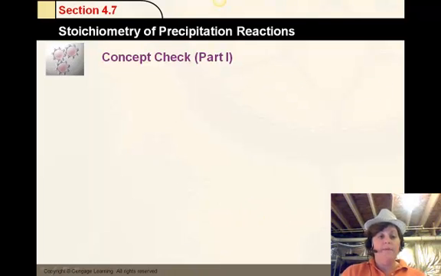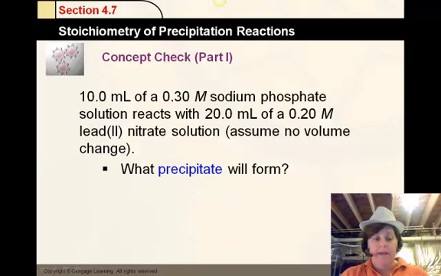So what we're going to be doing is we're going to be taking our stoichiometry that we know about, and we are going to be putting it with these precipitation reactions. Very, very common kinds of questions in the AP exam. So let's try this one. Alright, we have 10 milliliters of a 0.3 molar sodium phosphate solution, and it's reacting with 20 milliliters of a 0.2 molar lead 2 nitrate solution, and assume no volume change.